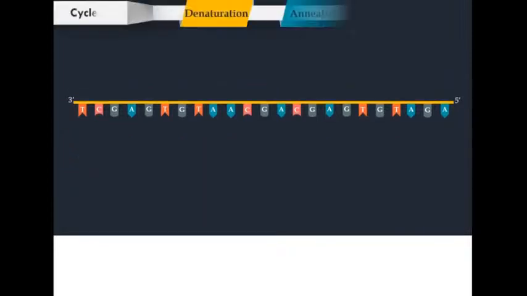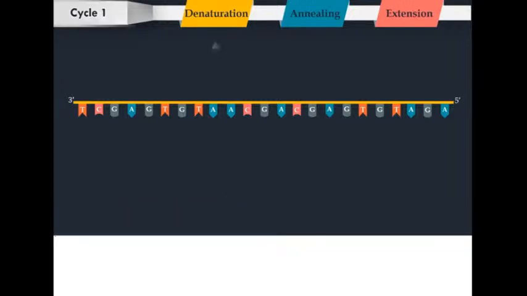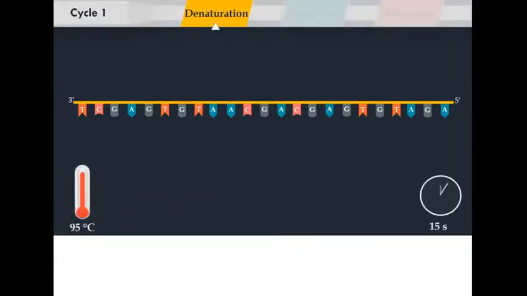PCR consists of a series of thermal cycles, with each cycle consisting of denaturation, annealing, and extension steps. The denaturation step consists of heating the reaction chamber to 95 degrees Celsius, and it is used for denaturation of the double-stranded DNA template. In the next step, the reaction temperature is lowered to 58 degrees Celsius, allowing annealing of the forward primer to its complementary part of the single-stranded DNA template. The annealing temperature relies directly on length and composition of the primers.